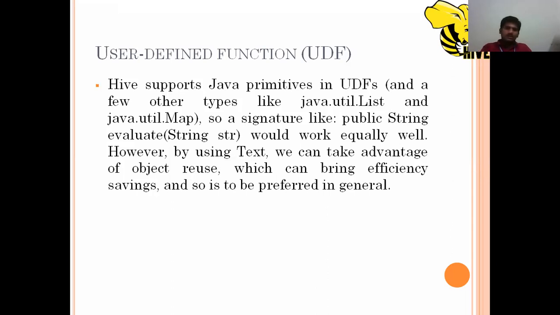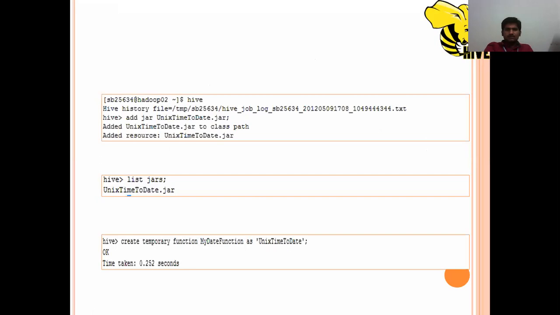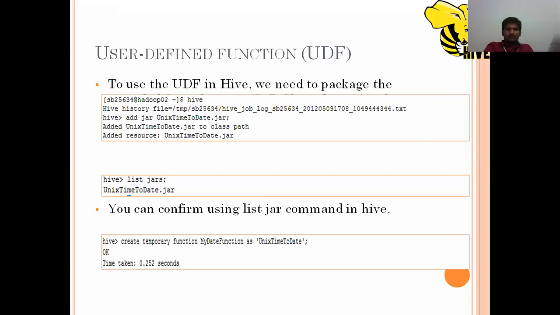So a signature like public String evaluate(String str) works equally well. However, by using Text, we can take advantage of object reuse, which can be more efficient. So while we consider primitive data and complex data, what is the advantage we can take from object reuse?